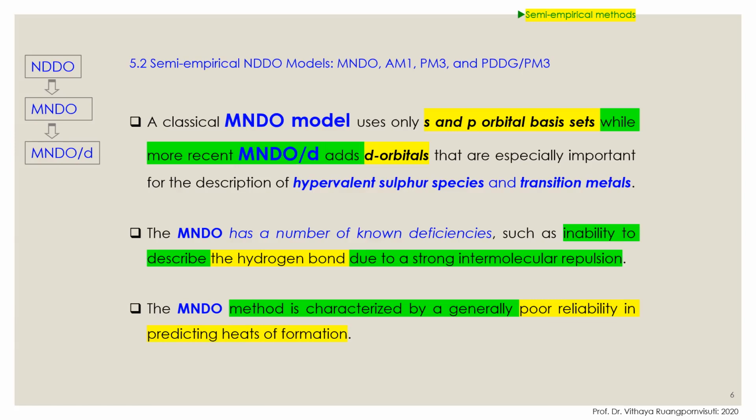The MNDO has a number of known deficiencies, such as inability to describe the hydrogen bond due to a strong intermolecular repulsion. The MNDO method is characterized by generally poor reliability in predicting heat of formation. This is a disadvantage.